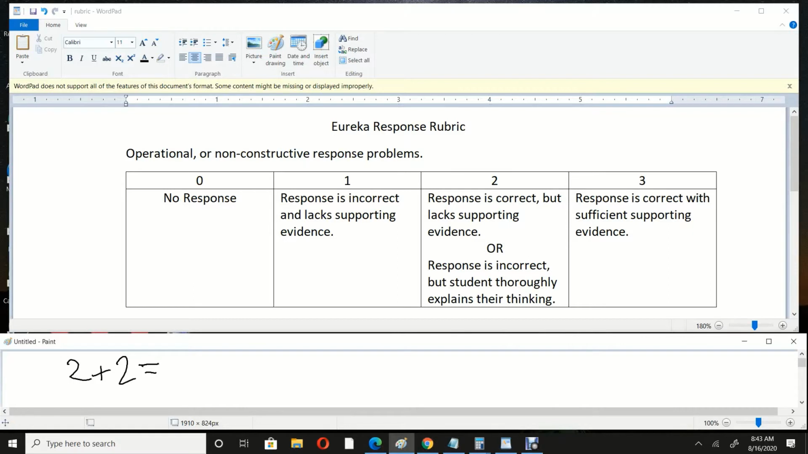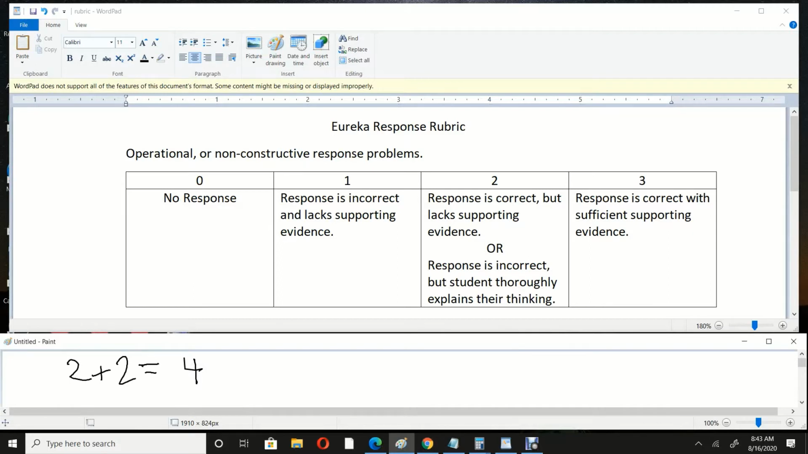Well, whenever you're looking at a rubric like this, you want to start at the highest value. So let's start at 3. And let's see, what do I need to get a 3 for this? I need my response to be correct and have sufficient supporting evidence. Well, 2 plus 2 equals 4. Now, that's a correct response, but what would supporting evidence for that be?